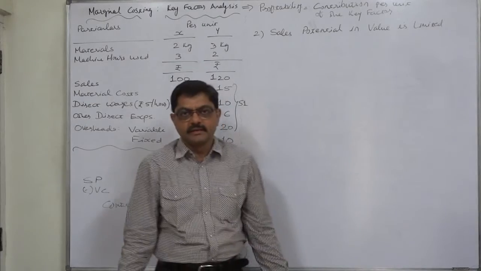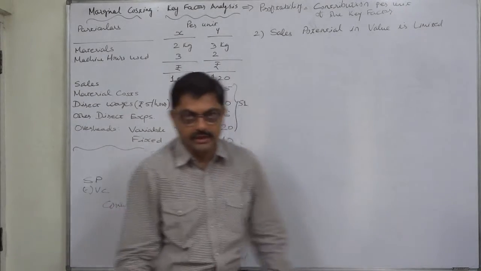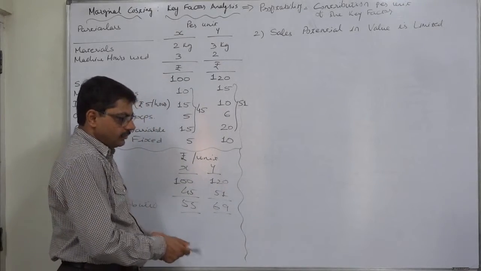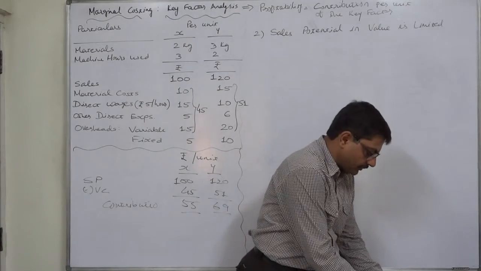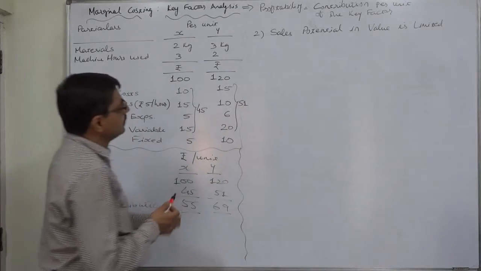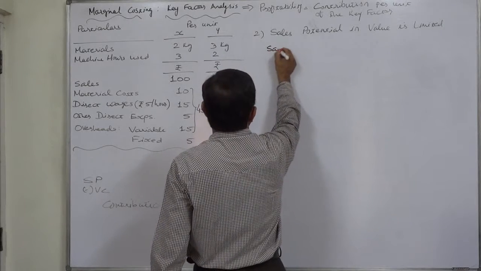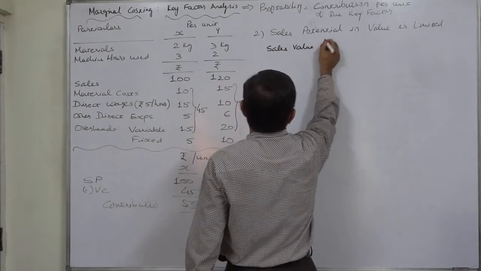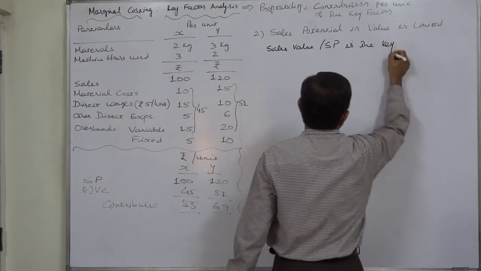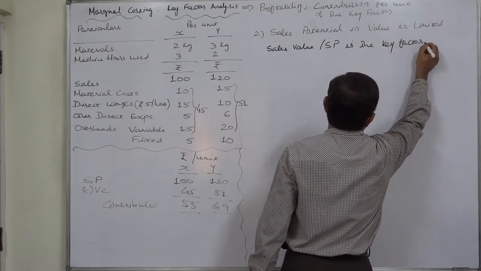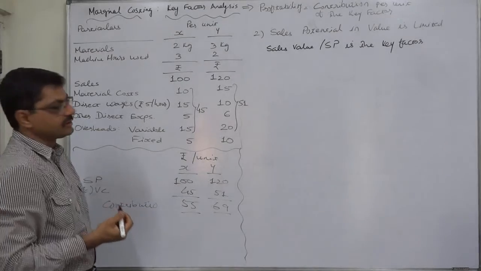And as we know, till further instruction there will be no change in variable cost per unit. So there will be no change in contribution per unit. So there will be no change in the PV ratio. Whenever sales value or price is the key factor, the interpretation is like this. When it is given that sales potential in value is limited, we mean sales value or selling price is the key factor.